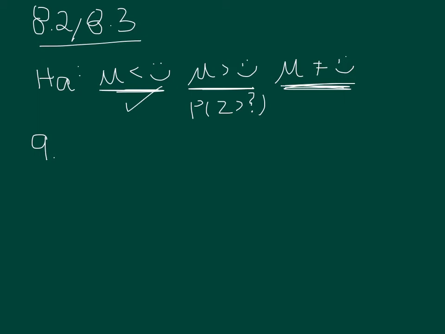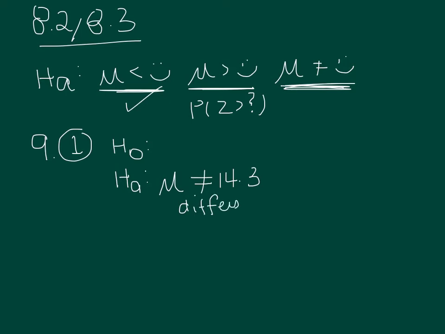So in step 1, we write down our hypotheses. Here the alternative hypothesis is that the mean score on the revised version of the exam differs from 14.3. So when you see that word differs, that's when you're going to use this not equal sign for that portion of the hypothesis test.